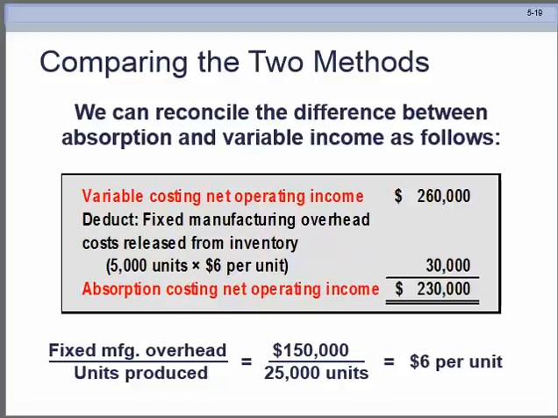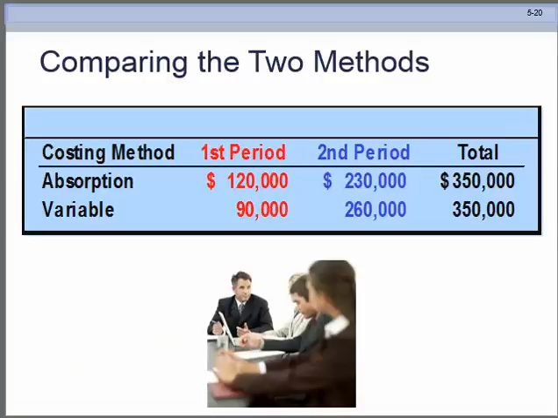All we're looking at is the difference of how we treat the fixed manufacturing overhead and how we're treating our beginning and ending inventories now. Okay. And this takes it a little bit further, assuming that we haven't thrown anything else into the mix. At the end of the second period, we have the same totals. Okay?